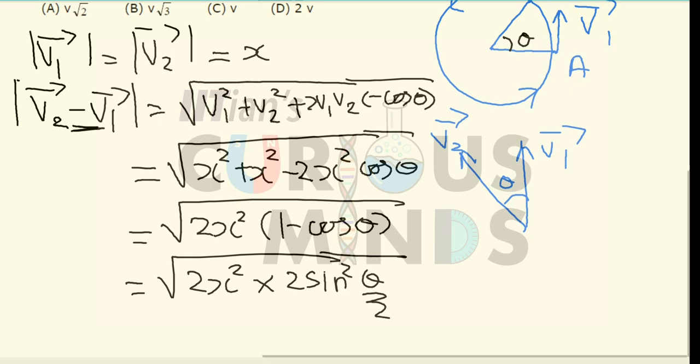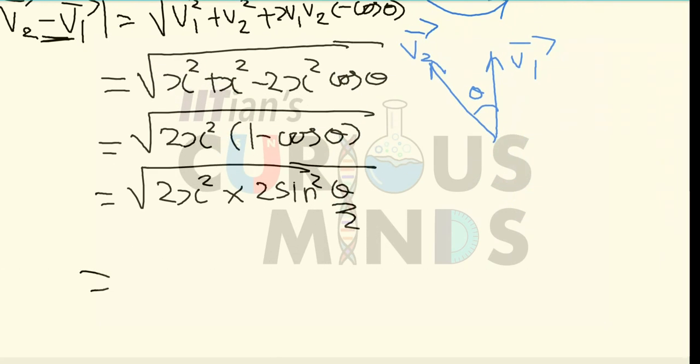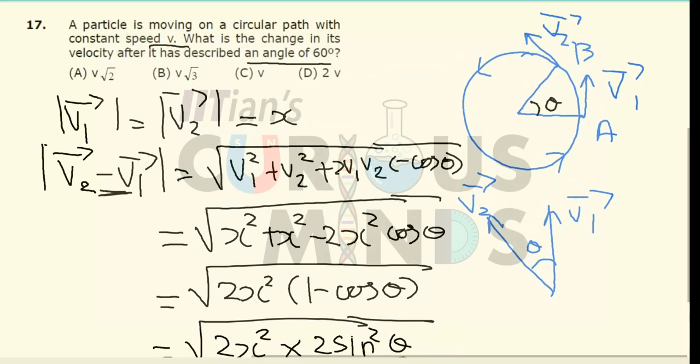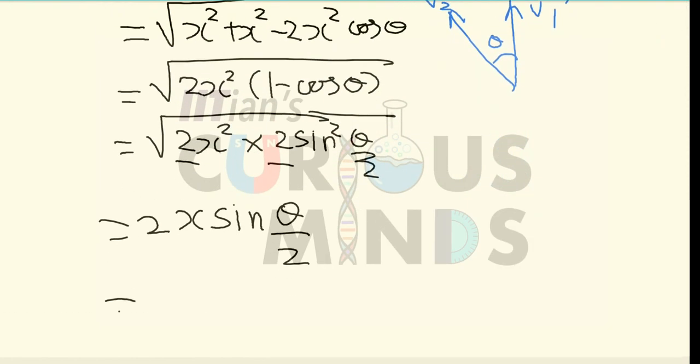So basically I can take everything outside the root. 2 into 2 will be 4, outside the root it will be equal to 2, x square the root will be equal to x, sin square theta by 2 the root will be sin theta divided by 2. So we have to find out the change in velocity. The x over here is equal to v, so it will be equal to 2v sin theta by 2.